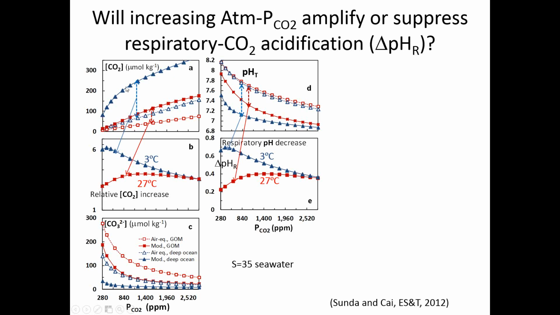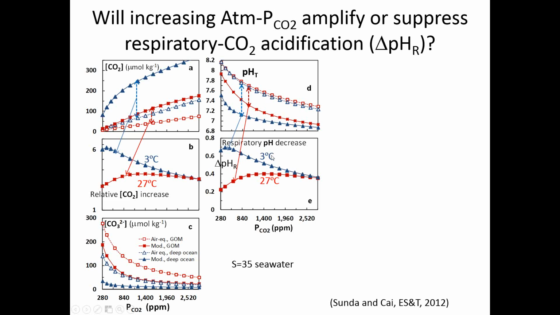So we have two cases. The blue color represents a 3 degrees C case, and the red color 27 degrees C. So when the pCO2 increases in the atmosphere, of course water CO2 increases in both cases, before respiration and after full oxygen consumption. There's this difference, we call that relative CO2 change or relative pH change. So it's that difference plotted here as delta pH.